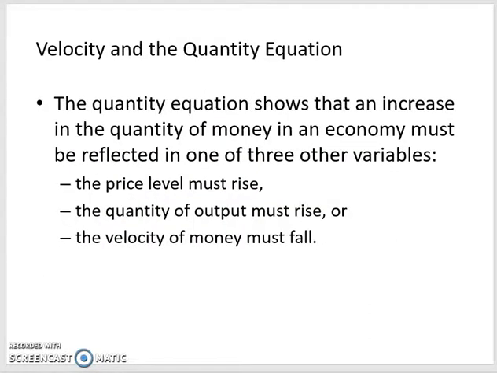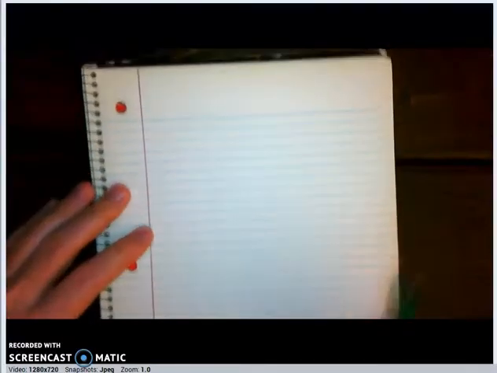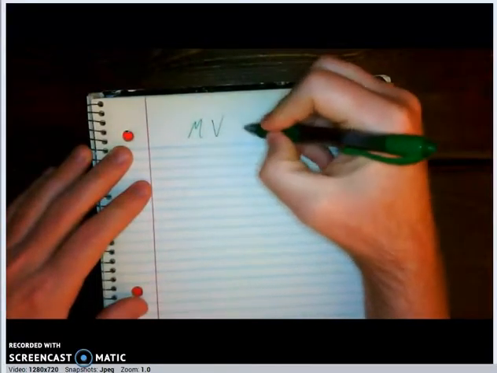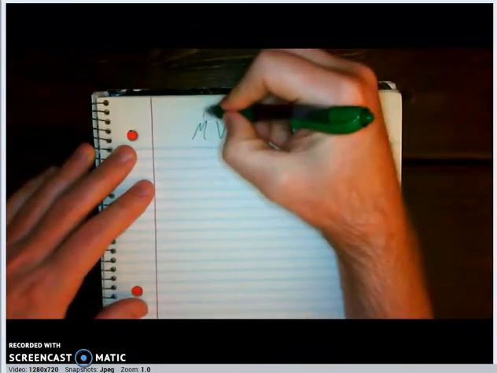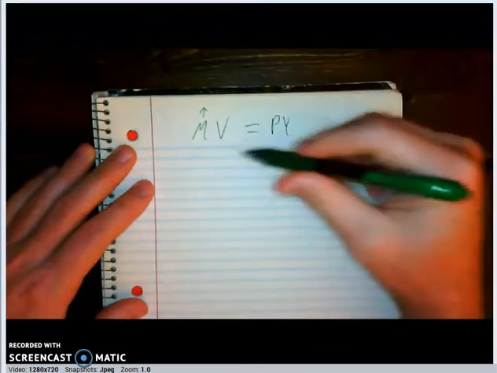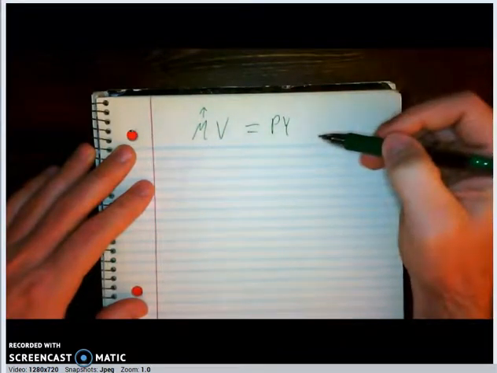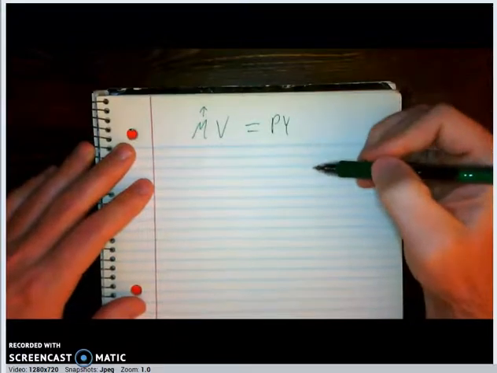Now, what is it kind of telling us? Basically, what it's telling us is, look, if you raise the quantity of money in the economy, it has to be reflected somehow or another in those other variables. So, again, we go back to that equation of MV equals PY. If we increase this value right here, one of these other three, or a combination of the three, has to change to balance out the equation.